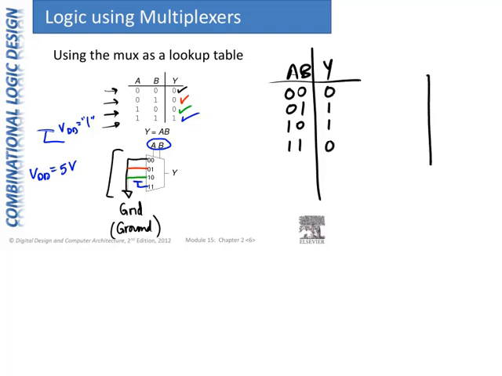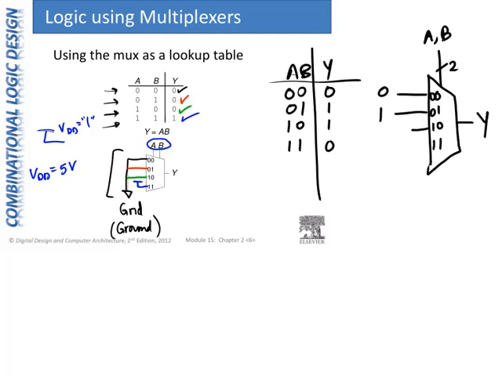We take our 4-to-1 multiplexer. We have our 2 select lines. We tie those to A and B. So I can write this in binary: 0, 0, 0, 1, 1, 0, 1, 1. Our output gets tied to Y. For 0, 0, I'm going to show a different way of doing this. I'm going to tie that to 0 or ground. For 0, 1, I'm going to tie that to 1 or VDD. For 1, 0, also tie that to 1. And for 1, 1, I'll tie that to 0.